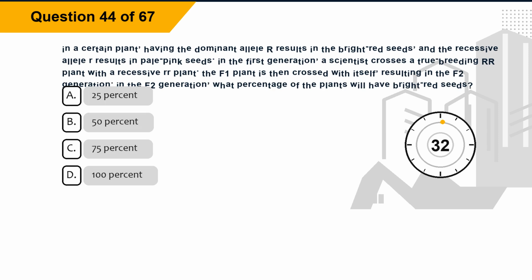Question 44. In a certain plant, having the dominant allele R results in bright red seeds, and the recessive allele r results in pale pink seeds. In the first generation, a scientist crosses a true-breeding dominant plant with a recessive plant. The F1 plant is then crossed with itself, resulting in the F2 generation. In the F2 generation, what percentage of the plants will have bright red seeds? Option A, 25%. Option B, 50%. Option C, 75%. Option D, 100%.